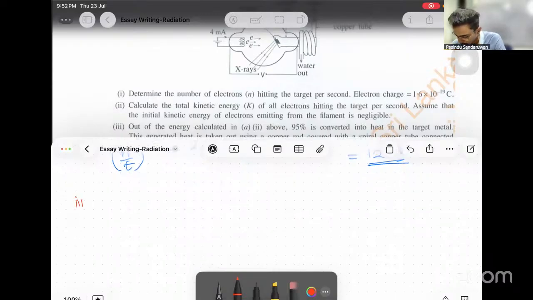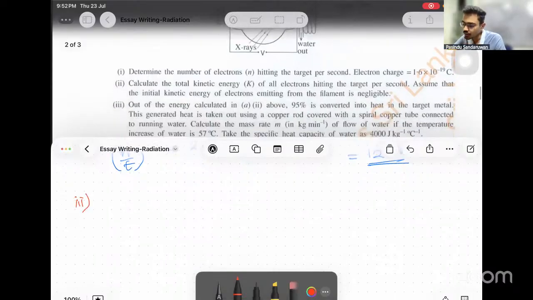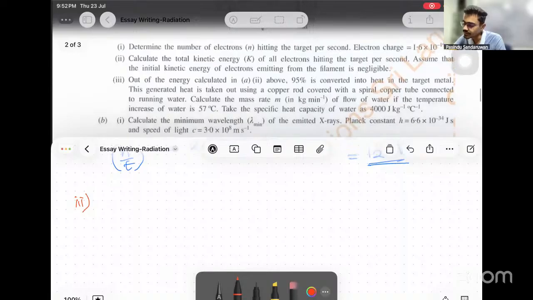Third one. Out of the energy calculated in A2 above, 95% is converted to heat in the target metal. This generated heat is taken out using a copper rod, covered with a spiral copper tube connected to running water.